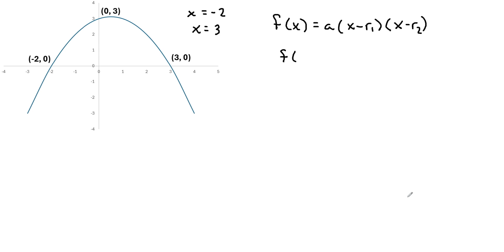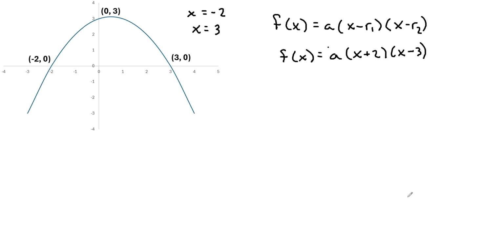So let's write f(x) is equal to a times (x minus -2). So minus -2, so that's plus 2. And then we'll write x minus, our second x is just a 3. So x minus 3.